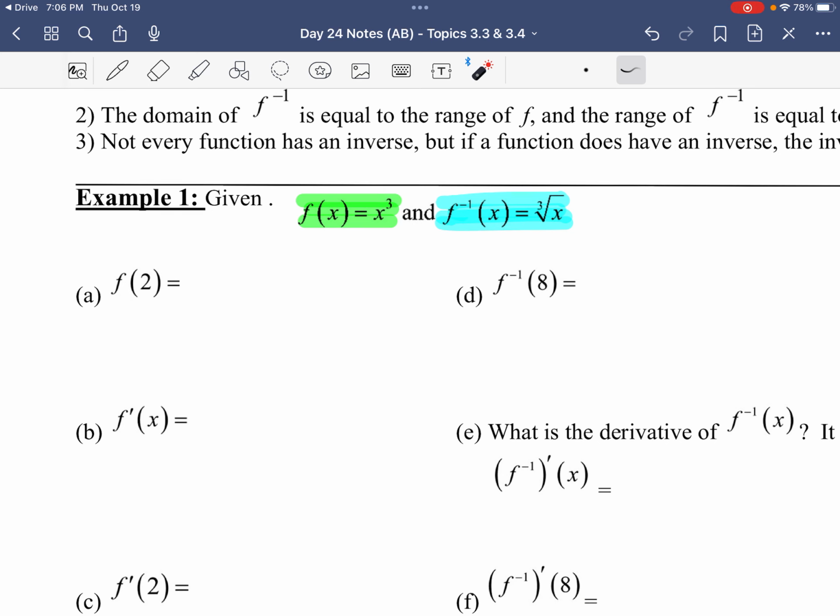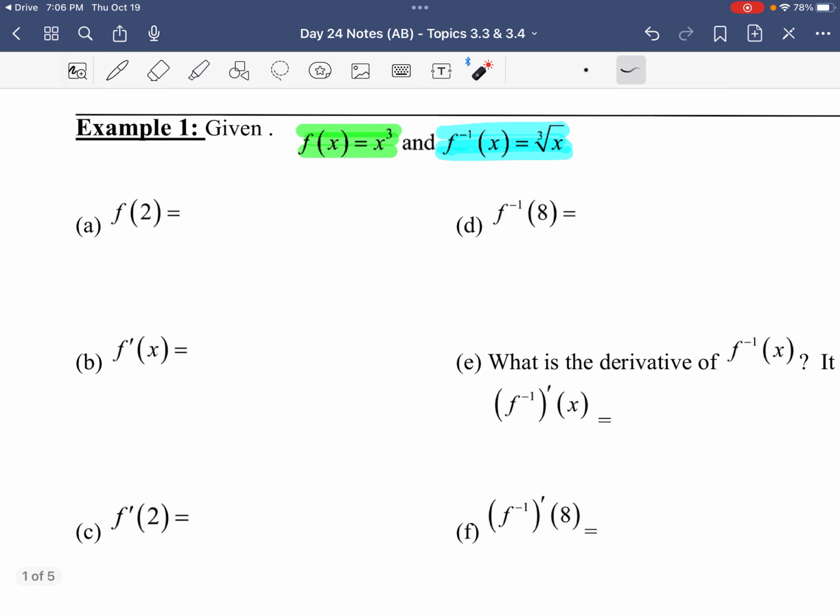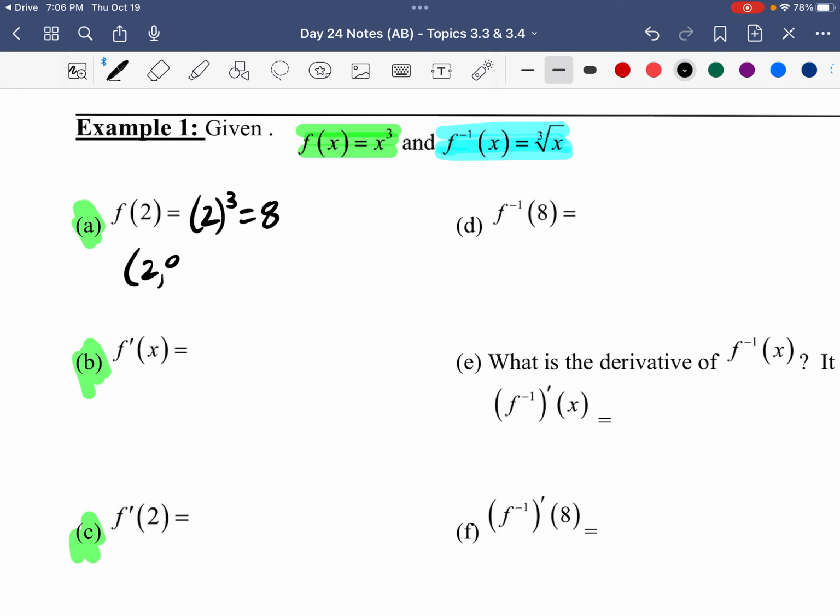So knowing that and knowing about function notation, let's evaluate all these things. We're going to do all these things with f first. Okay, so all of a, b, and c have to do with f of x. Okay, so we're going to do f of 2. So to find f of 2, we just plug 2 into our function. So it's going to be 2 to the third, which is 8. So we know that this function goes to the point (2, 8).